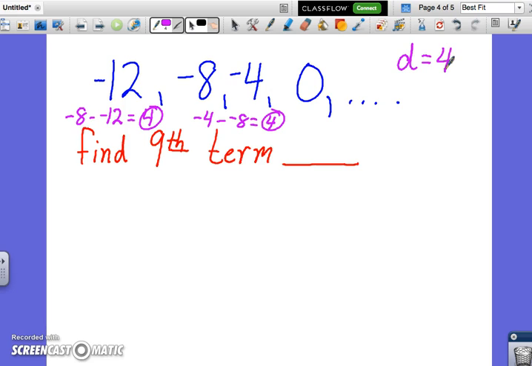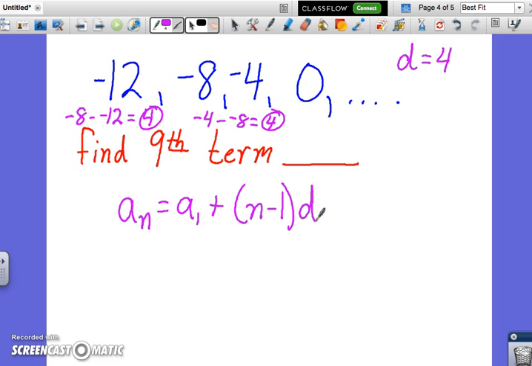Okay, so arithmetic sequence. So that means I'm using the formula a to the n is equal to a to the first plus n minus 1 times our common difference.